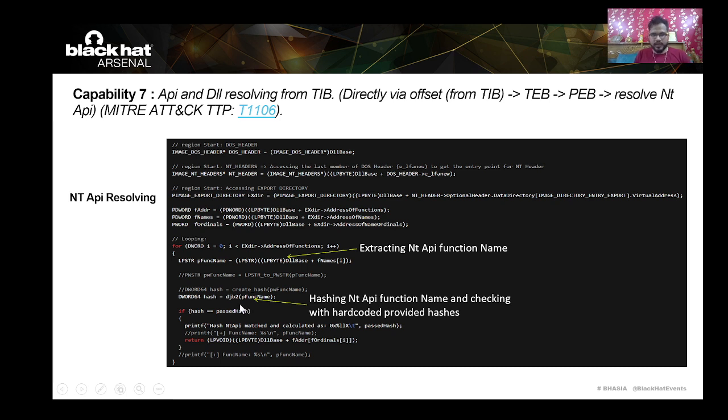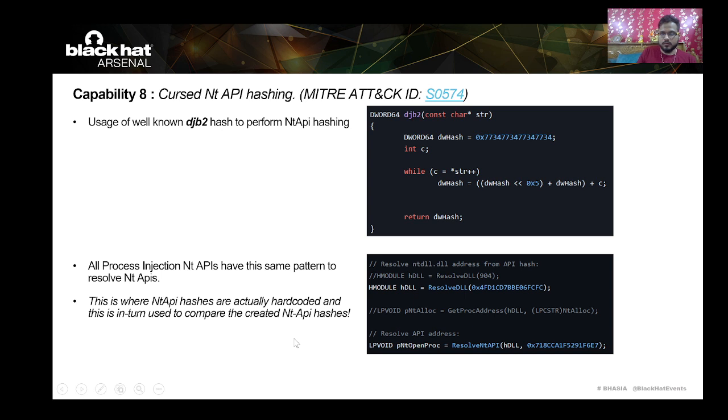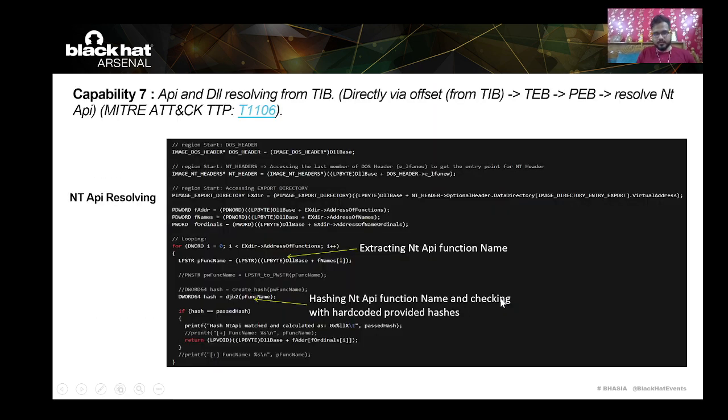I will be showing you where I kept the hard-coded provided hash. And after checking that, if it is equal, then it says that the hashes are matched, and it actually resolves that particular NT API. So here is the hashing algorithm, which is very well known, the DJB2 hash. And this particular snippet shows how we are calling ResolveDLL, which resolves NTDLL using the hard-coded hash. And this is ResolveNTAPI. This is the hard-coded hash of the NT API. So these hard-coded hashes are actually used to compare in here.